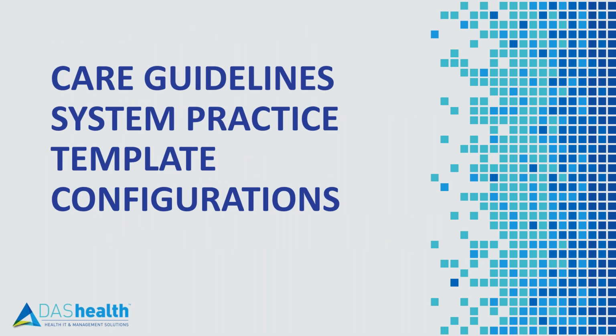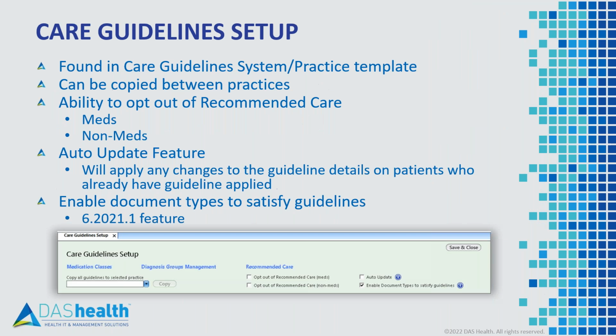All right, so now that we've covered the basics, that fundamental understanding, we have a good base knowledge. Let's take a look at the system practice template configurations available to you specific to care guidelines in NextGen. The first place to start is in the care guidelines system practice template. It's accessed the same way any other system practice template is, and they really aren't pulling a fast one on you with the naming convention here.